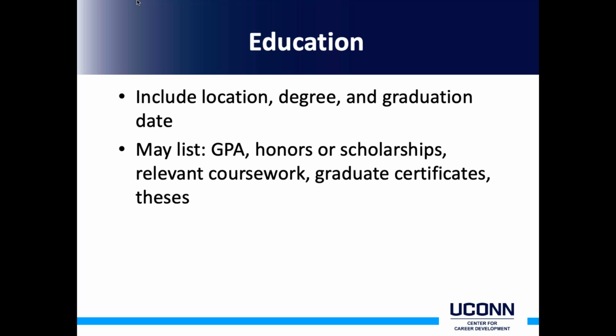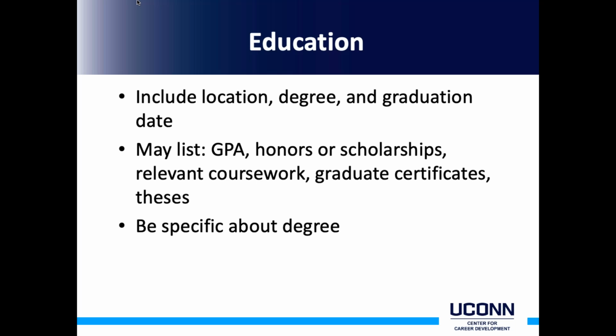You can also add some other things. This is very optional. The first bullet point is really what we see very frequently in education sections, but you could also list things like GPA, honors and scholarships, relevant coursework, and graduate certifications, or theses. So if you want to put your master's thesis or your dissertation, you could do master's thesis colon, the title of the master's thesis. If you want to do honors, instead of having a whole section for honors, you could do honors colon and list some of your honors. So those are just some other things you can put in the education section.